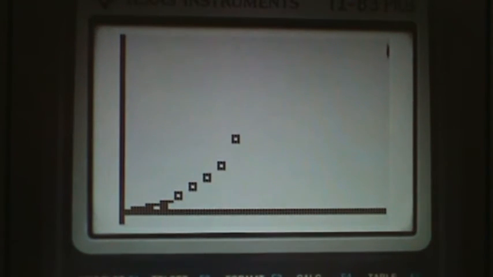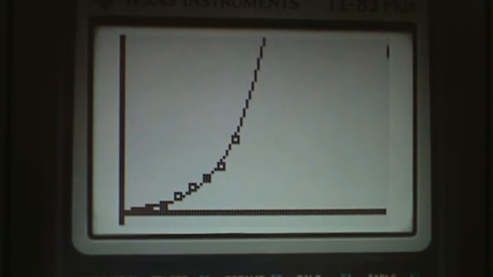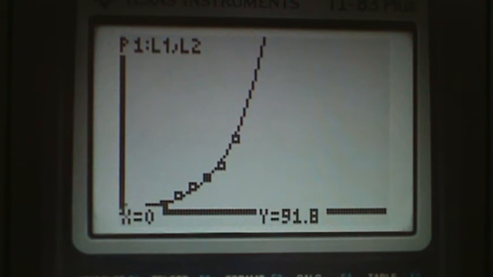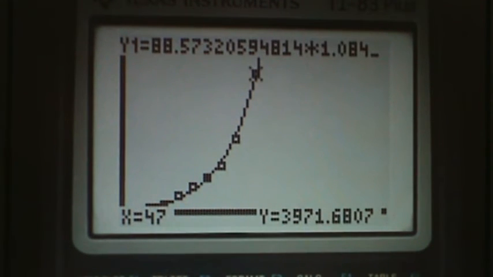Now, here's the graph. See, there's my little scatter plot, and the graph is just going way up like that. All right, now, when I press trace, I'm on data points to begin with, and I'm pressing the down arrow button, and the calculator is still calculating. And when I press the down arrow button, I'm on the graph, and I'm way up here near the top. But this is 47.